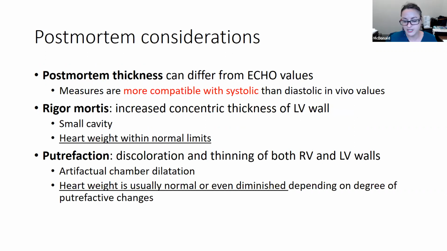We also have to take into consideration postmortem changes. They note that the postmortem thickness is different from the echo values. It's often more compatible with the systolic values from echo. They note that rigor mortis will lead to increased concentric thickness of the left ventricle wall. In this case, it's artificial and the heart rate will be within normal limits.